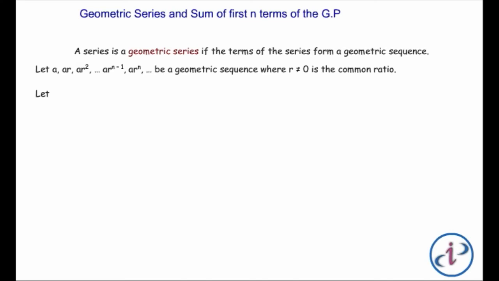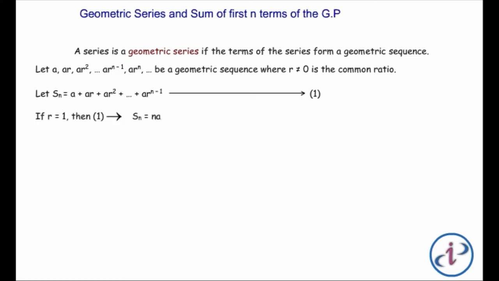Let sum of the first n terms Sn is equal to a plus ar plus ar squared plus up to ar to the power n minus 1. Let it be equation number 1. If r is equal to 1, then Sn is equal to n times a. For r is not equal to 1, in the equation 1, multiply the left-hand side and the right-hand side of the equation by r. We get r times Sn is equal to r times a plus ar plus ar squared plus etc. up to a times r to the power of n minus 1.